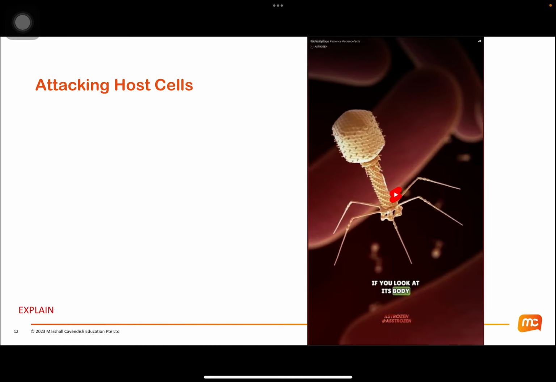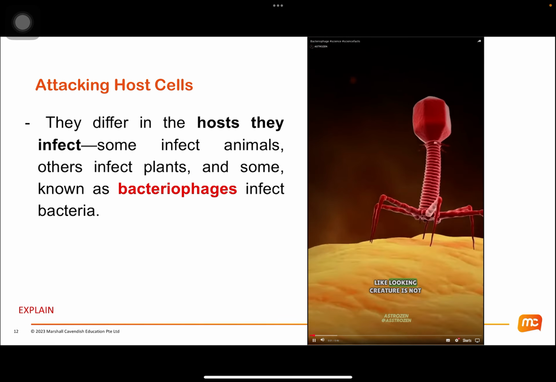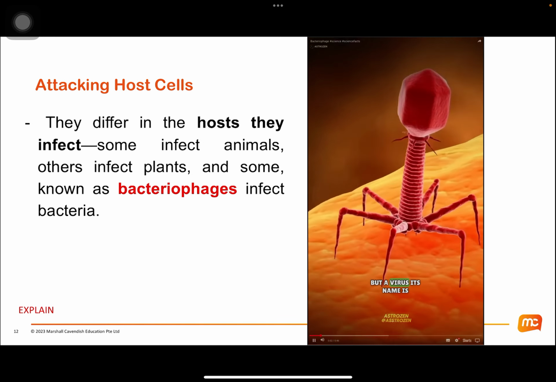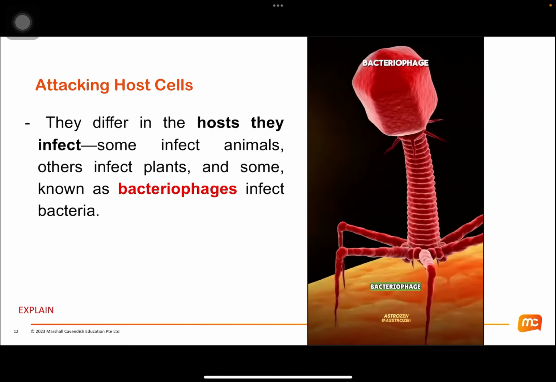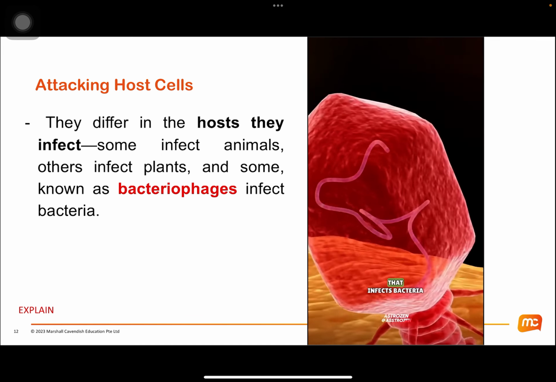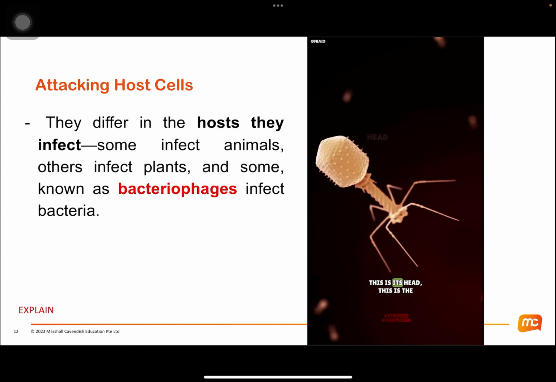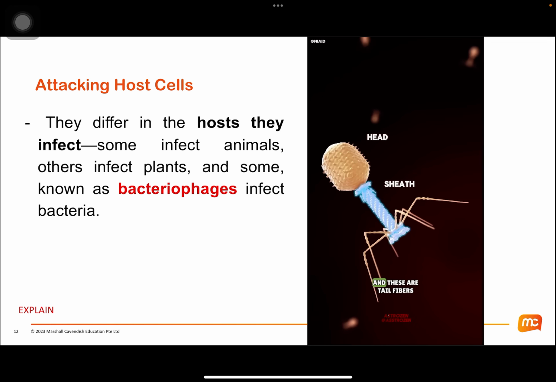So if you're interested to find out a little bit more about how a virus attacks a bacterial cell, let's take a look at the mechanism of a bacteriophage. This robot-like looking creature is not a robot, but a virus. Its name is bacteriophage, which is also known as bacteria eater, because it is a virus that infects bacteria and kills them. If you look at its body, this is its head, this is the sheath, and these are tail fibers.